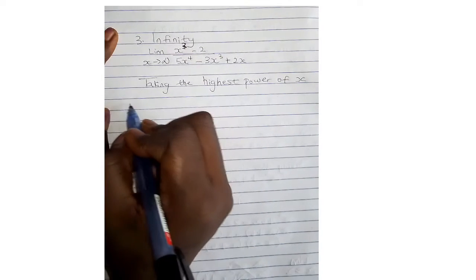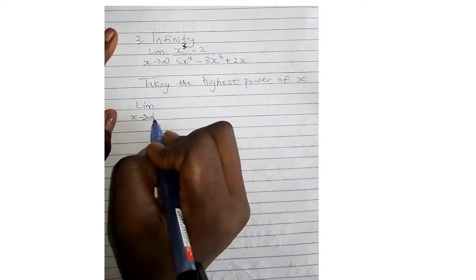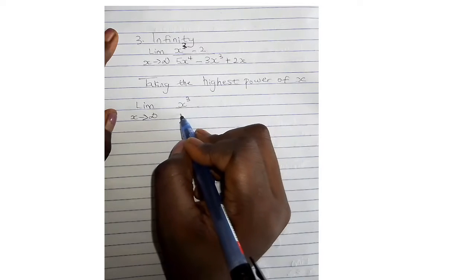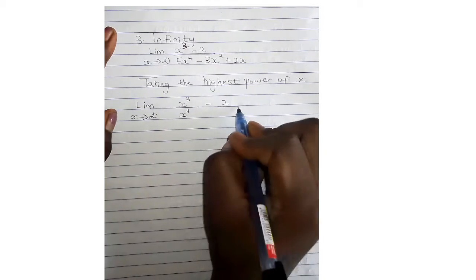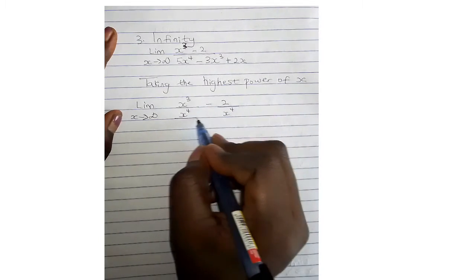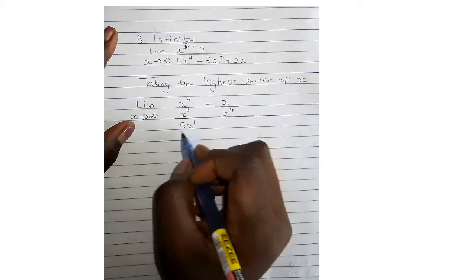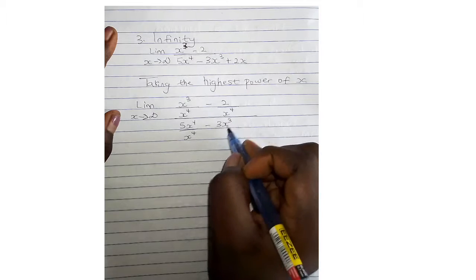So this is going to be the limit as x approaches infinity. We divide through by it. We're going to have x raised to the power 3 divided by x raised to the power 4, minus 2 all over x raised to the power 4, which is the highest power of x, divided by 5x raised to the power 4 over x raised to the power 4 minus x.